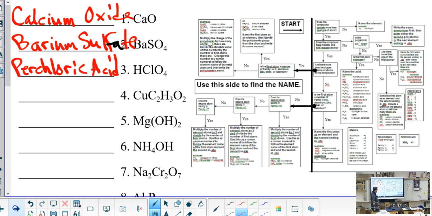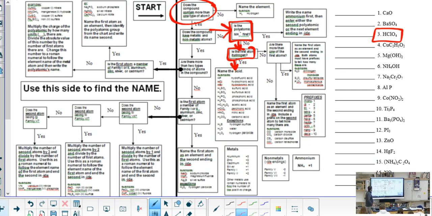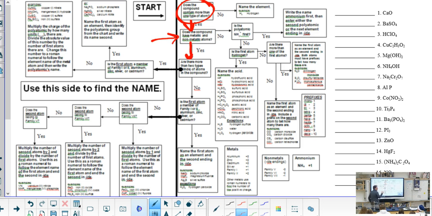CuC2H3O2. That's going to take us to a new box. And please pay attention on this one. So does it contain more than one? Yeah. Metal and nonmetals. Yes. Will you look just right here? If the first atom is a metal, the answer is always yes. If the first atom is a nonmetal, then the answer is always no. So you could rewrite that. Is the first atom a metal? It's the same question. It will have the same answer.